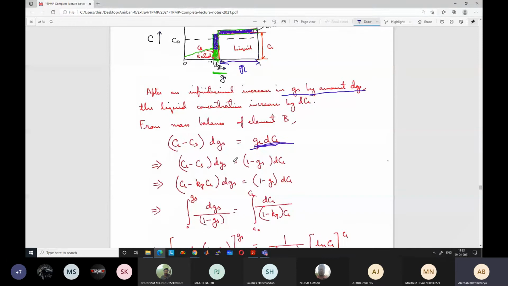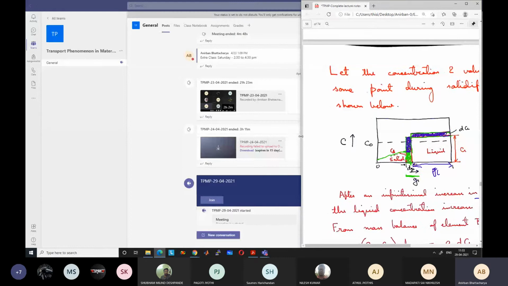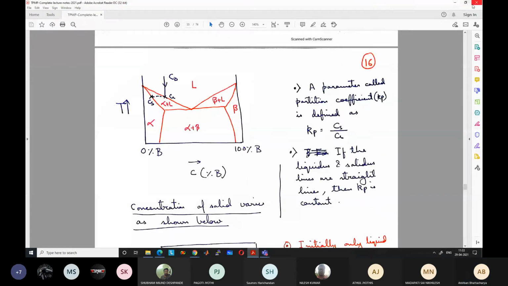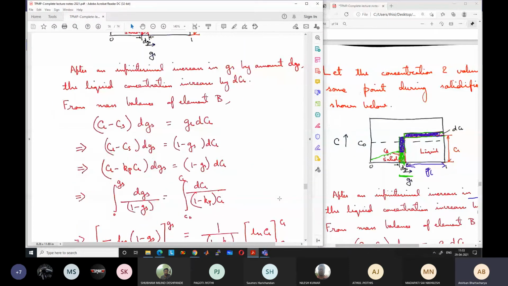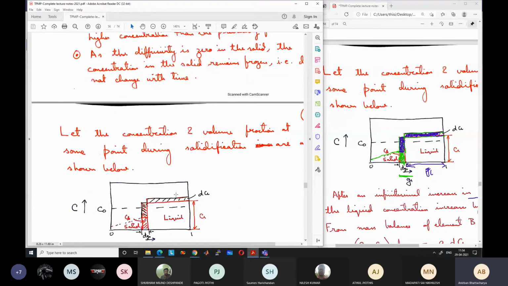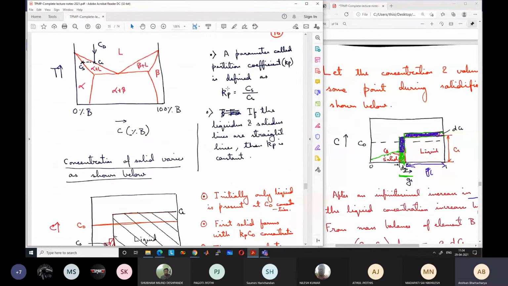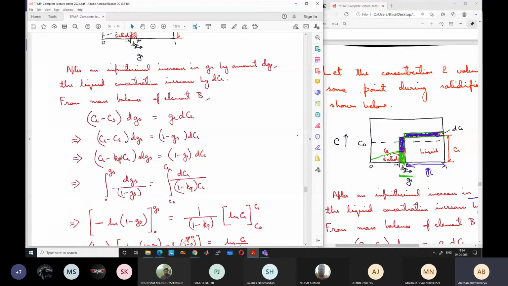So I will just keep this diagram open. Okay. And we will do the calculation parallelly, so that you can refer to the diagram. So Cs now we can write, Cs will always be Kp into Cl for equilibrium solidification, right? Because that is how we have defined it here. That Cs is always going to be Kp into Cl based on the phase diagram. Okay. So we can write this Cs as Kp into Cl.